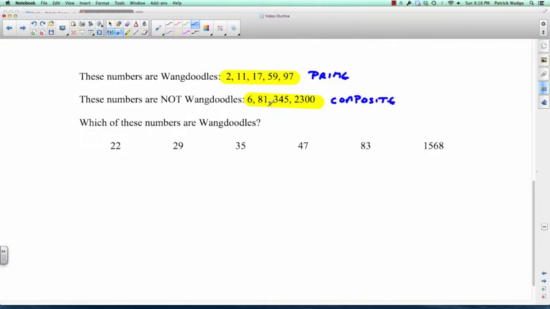So we want to know which ones are Wang doodles. In other words, which ones are prime? Is this prime? No, you could divide by 2. Is this prime? Yep, you can only divide by 1 and 29. Is that prime? No, I could divide by 5 or 7. Is this prime? Yep, only 1 and 47. Is that prime? Oh, that's a hard one. 83? I don't think anything goes into it except 1 and 83. And this one? Definitely not prime. How do you know? Because it's even. You could divide it by 2. So here are your Wang doodles.